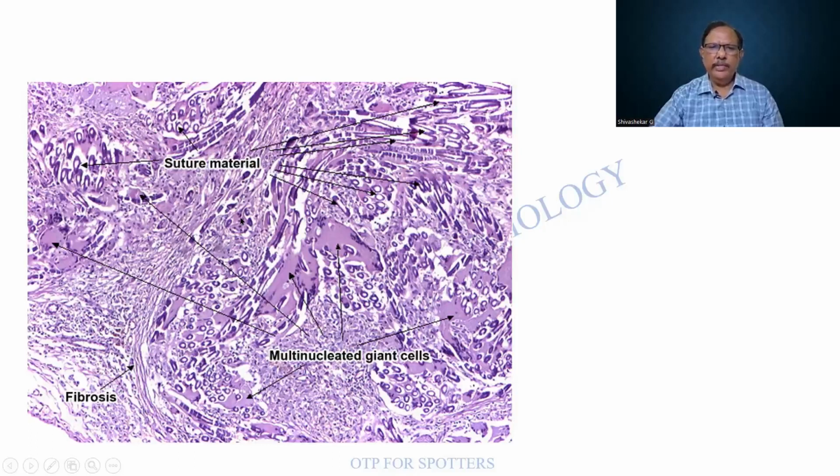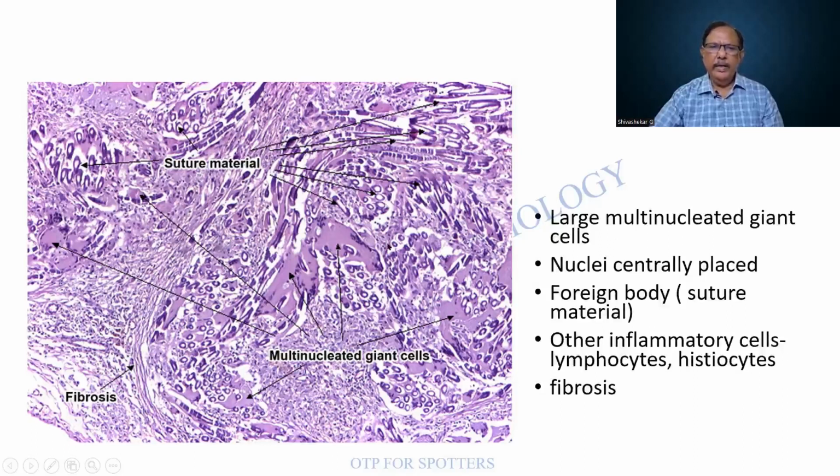So what am I seeing? Large multinucleated giant cells, centrally placed nuclei, foreign body such as suture material, other inflammatory cells. Look at this one. All these dots are lymphocytes, maybe histiocytes. And there is fibrosis. Look at this band of connective tissue. It is fibrosis. Therefore, the diagnosis is foreign body granuloma.